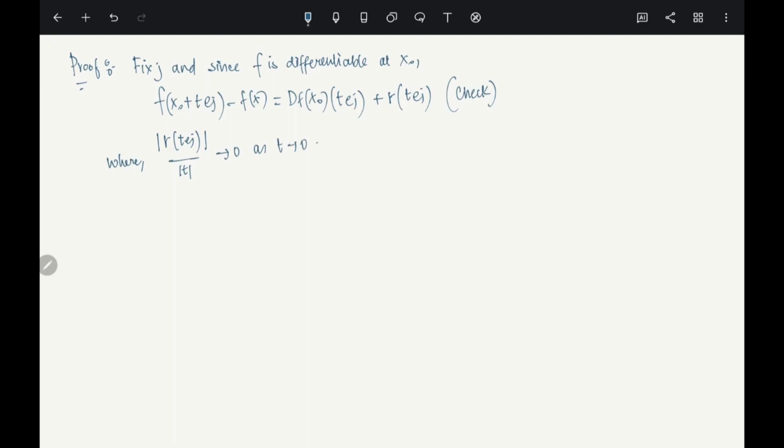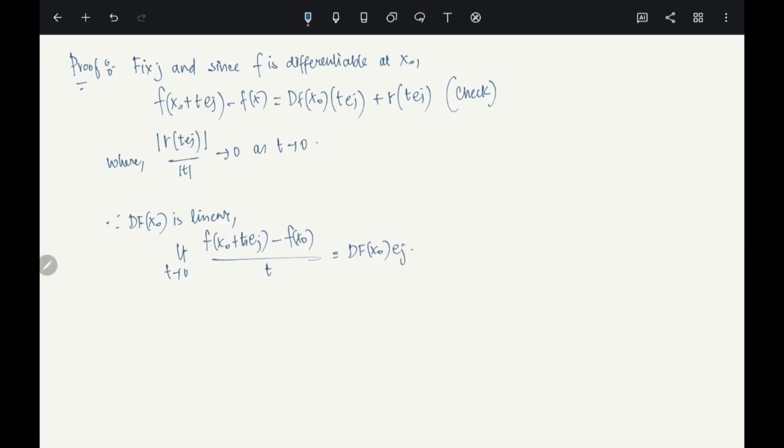Now you see, since df x naught is linear, this is nothing but t times df x naught acting at ej, right? So essentially I can write it as the limit as t tends to 0 of f of x naught plus t ej minus f of x naught, divided by t. This is equal to nothing but df x naught acting at ej.